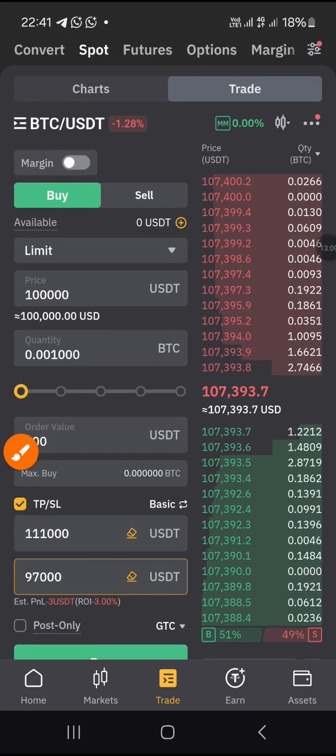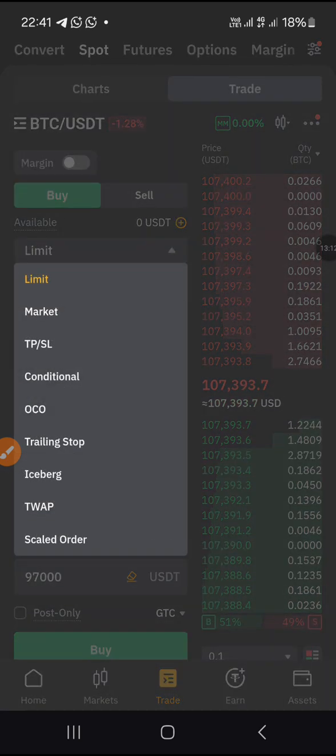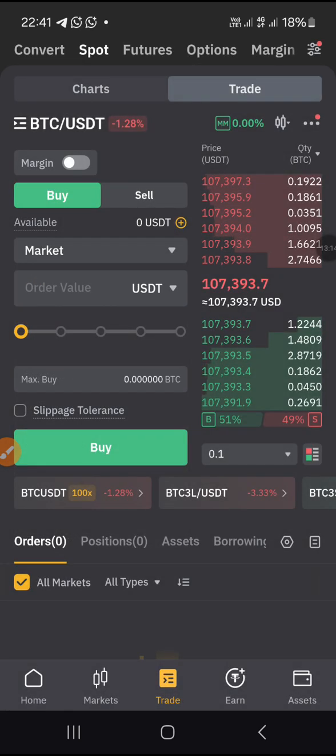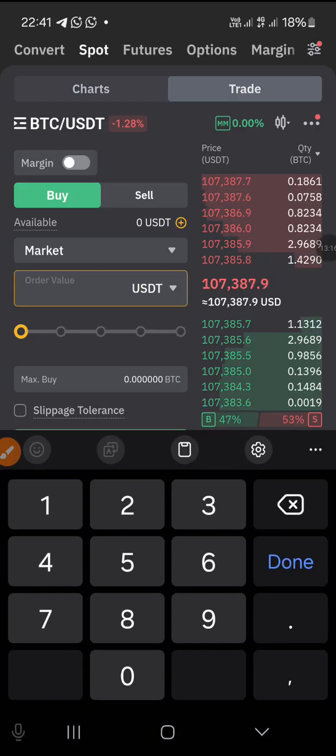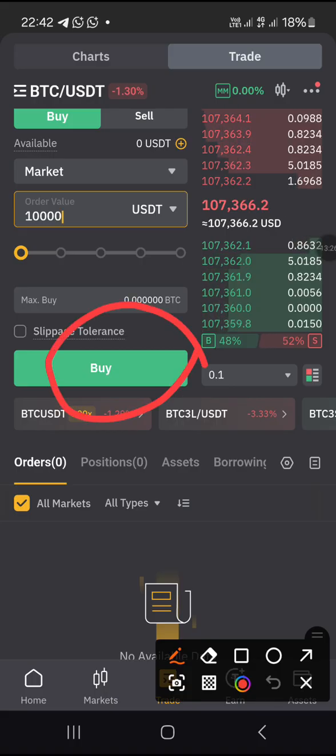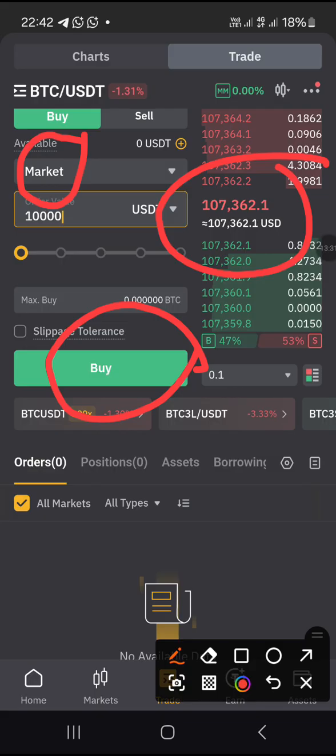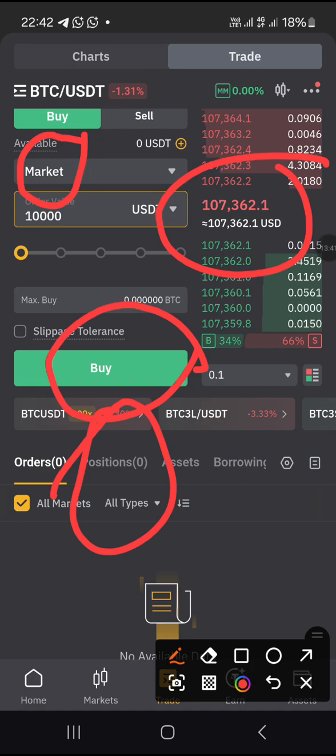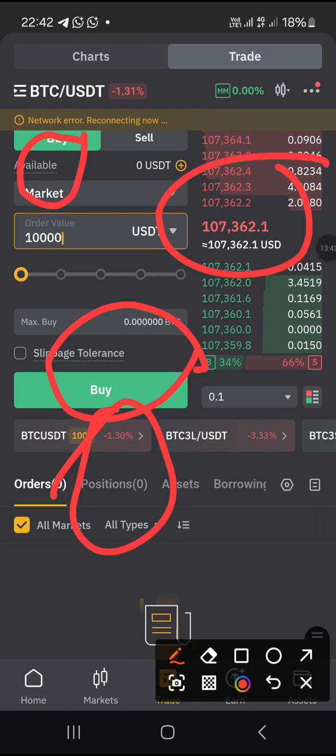The same thing goes for this market. The only difference is that this market is going to execute instantly. Let's say we are using 1,000 USDT to buy here, it will execute instantly. The moment we click on buy, it will execute instantly because it's working based on market price. I do hope you get this video clearly, and after that you will see this position appearing here on your positions, and it will start reading either positive or negative immediately.